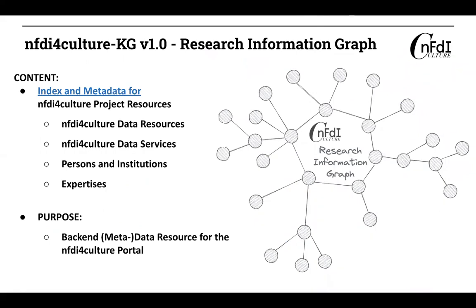It's separated into two parts: the research information graph and the research data graph. So firstly, the research information graph. What is that about? It's the index and the metadata for project resources, data resources, data services, actual persons. So you can go and look for a person and see what projects they are involved with, or vice versa, institutions, expertises. And it's used as a back end or as a layer for the NFDI for Culture portal, which I will also be speaking about a bit later on in the presentation.